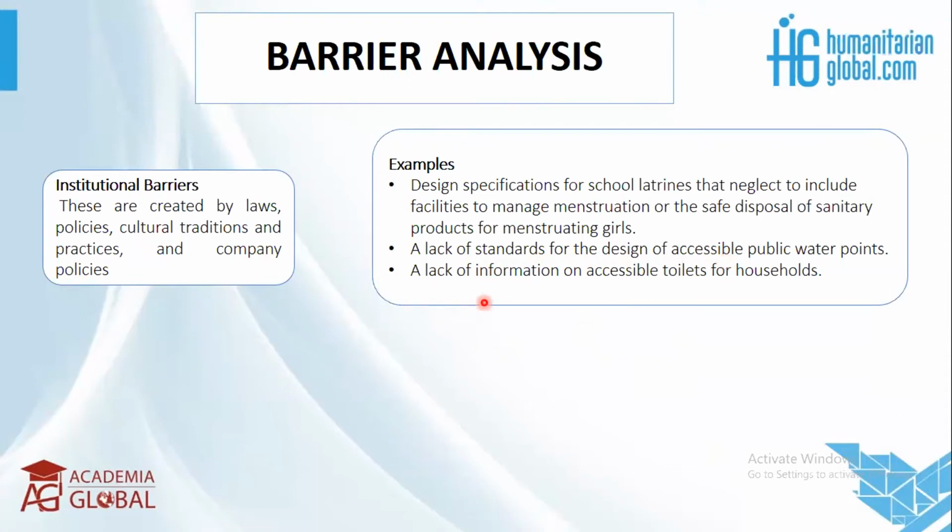Another would be a lack of information on accessible toilets for households. This one is in terms of sanitation, for example rural sanitation laws and guidelines within the government. Maybe there's no information providing details on different accessible toilets for households. These are just examples, really. So barriers can also be institutional. It could be the laws, or policies that do not provide some of the specifications that we need. Sometimes it could also be cultural traditions and practices. Sometimes it could even be company policies. These are just examples, and there can be many.